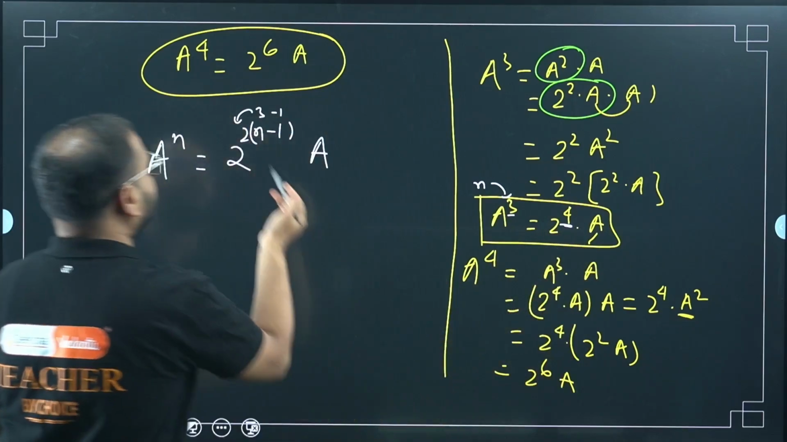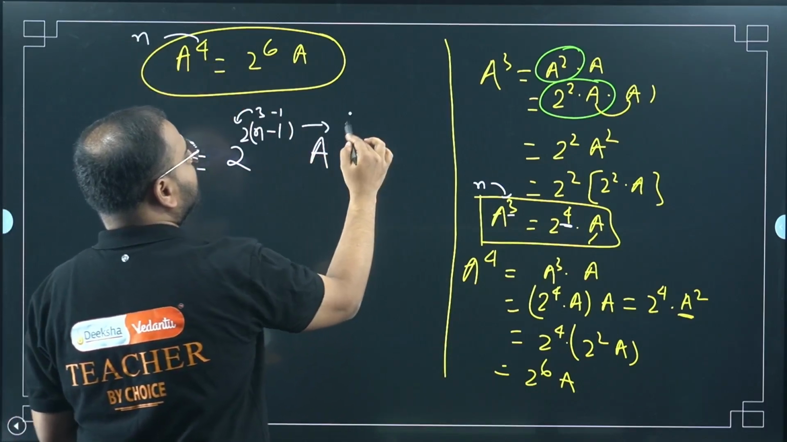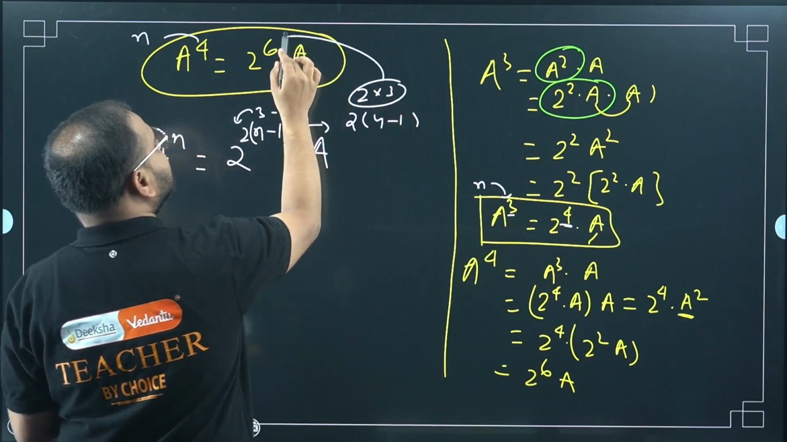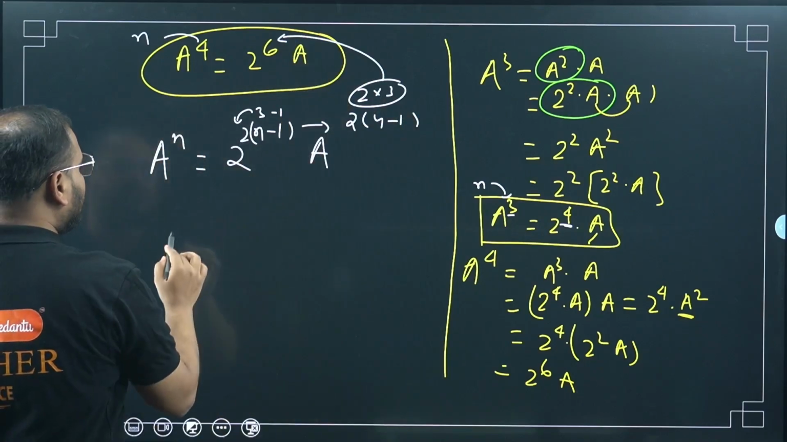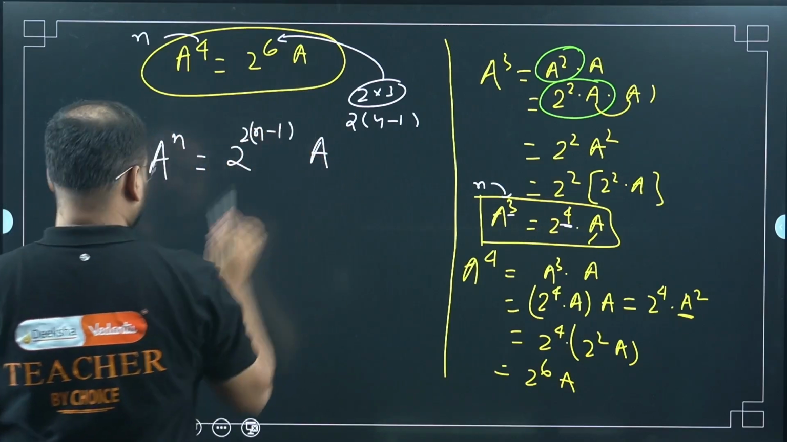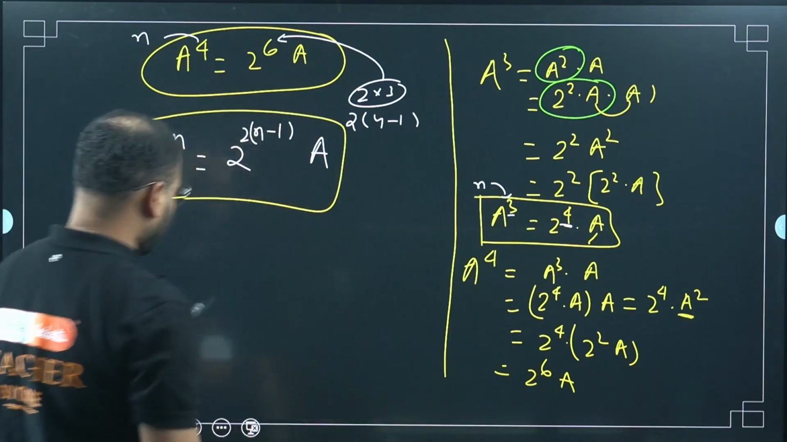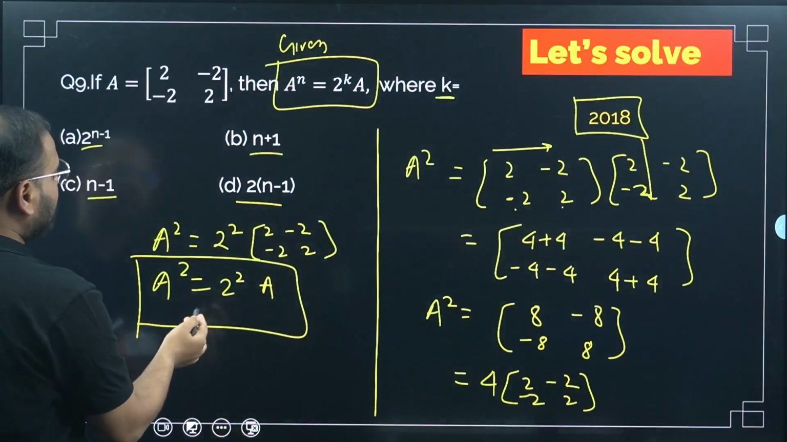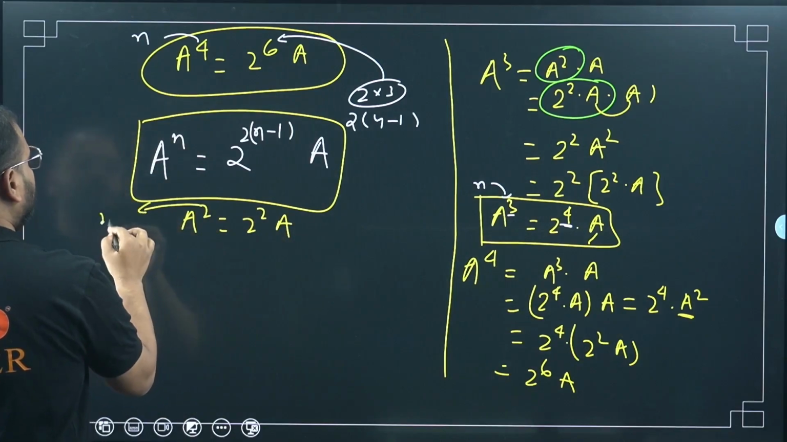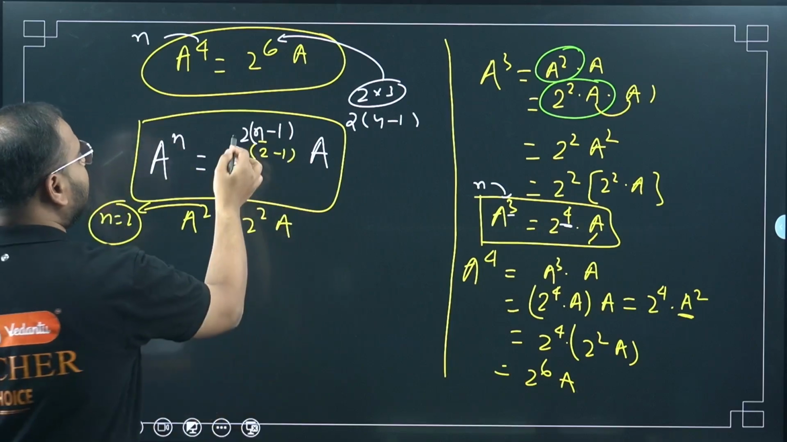Now if I put A power 4, what is my n here? n is 4. So if I put here 2 times 4 minus 1, what do I get? 2 times 3, how much is that? 6. Isn't that 6 here? So this general term which I wrote is able to satisfy my A4 and A3. Please check for A square also. What did I get for A square? 2 square A. What is my n value here? n value is 2. Put n as 2, 2 minus 1, how much will I get? 1. 1 times 2 will be 2.